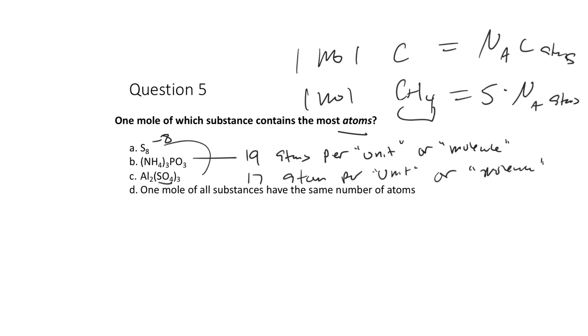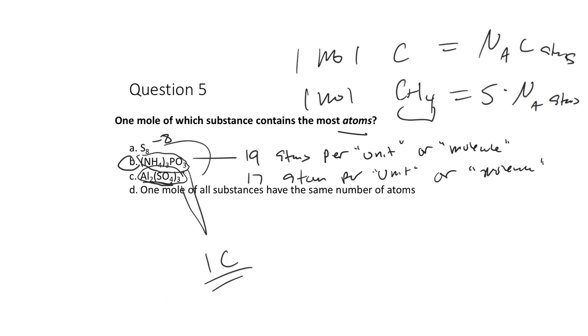The word unit is slightly more appropriate here because these are ionic compounds. They really don't exist as a molecule unit. They exist as just that collection of 2 aluminums and 3 sulfate ions, or 3 ammonium cations and the phosphite ion. This compound here and Al2(SO4)3, these are both called ionic compounds. Because they're not molecular, they tend not to exist as a molecule, but that's just a minor detail.